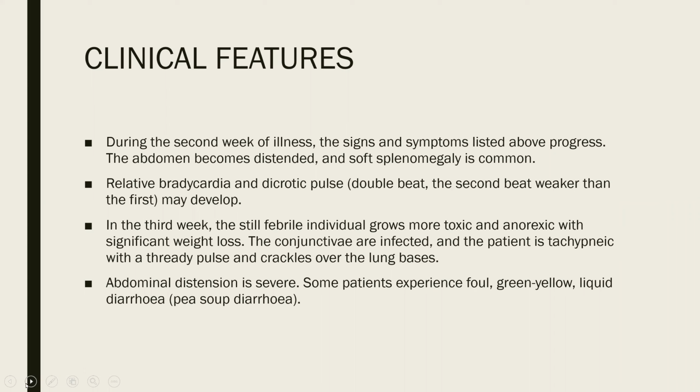Now, in the third week, what you notice is that the individual starts to lose weight. He's still febrile, but he starts to lose weight. There may be injected conjunctiva. The patient may be in distress, with difficulty in breathing and a thready pulse, and there may be crepitations over the lung bases. Abdominal distension keeps worsening, and some patients may now develop what is called pea soup diarrhea.